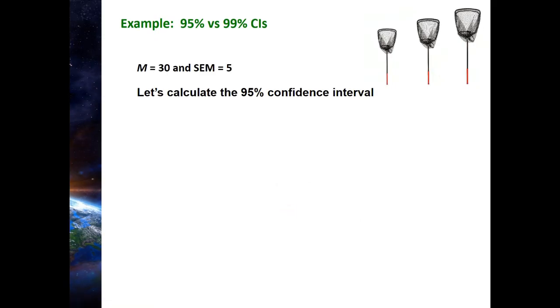Let's run through an example. Now, in case you're wondering, these are fishing nets. A small fishing net, a big fishing net, and a larger fishing net. And I'll explain the analogy in a minute.